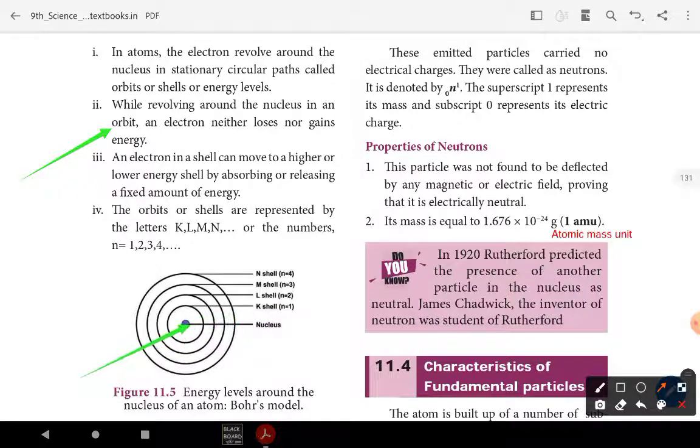The first shell is called K shell or n is equal to 1. The second shell is called L shell. The third shell is called M shell. And the fourth shell is called N shell. It goes on like that.